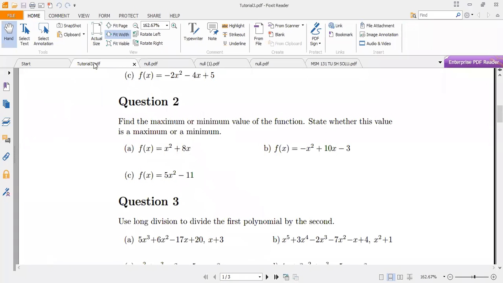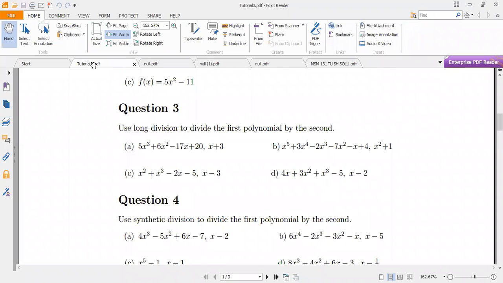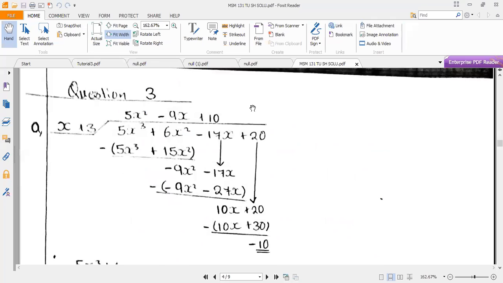If we go to our tutorial sheet, question 3 is asking us to use long division to divide the first polynomial by the second. So you use long division to divide 5x to the 3 plus 6x to the 2 minus 17x plus 20 by x plus 3. So how do we divide using long division? This is something that we are used to, guys. We started learning long division way back in maybe grade 2.